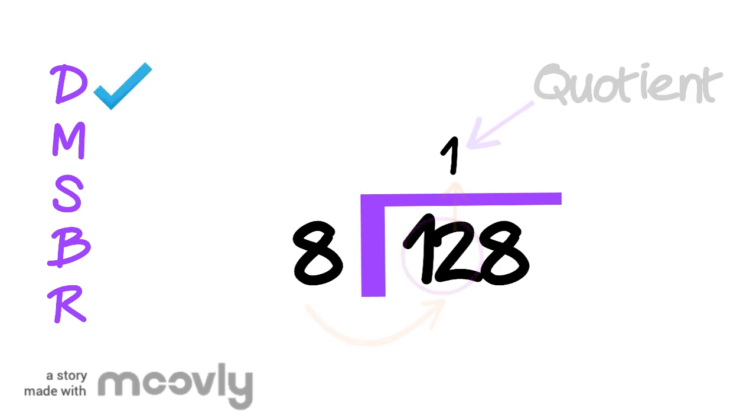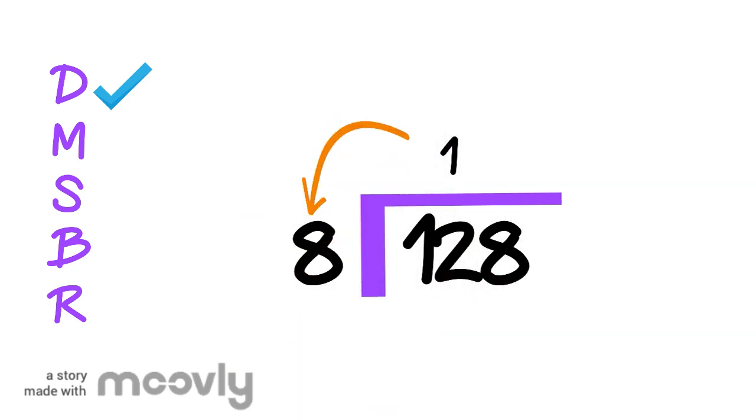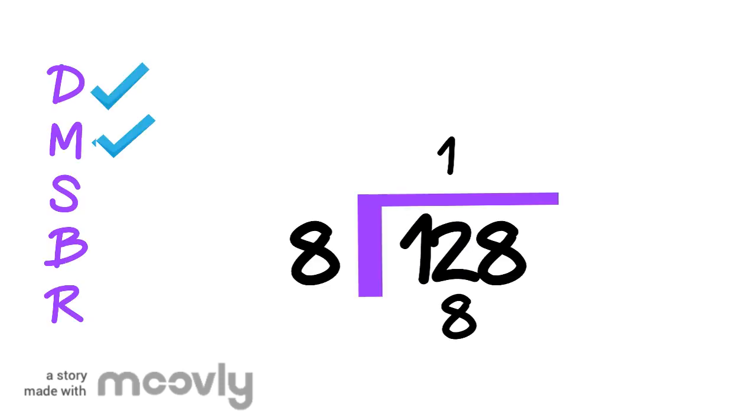Checkmark, done. For the next step, we're going to take the beginning of our quotient, 1, and multiply that by our divisor, 8. When we multiply, we get 8, and that number goes below the number we just divided into, 12. Now we are done with the multiplication step and we move on to our next letter, S, which is subtraction.